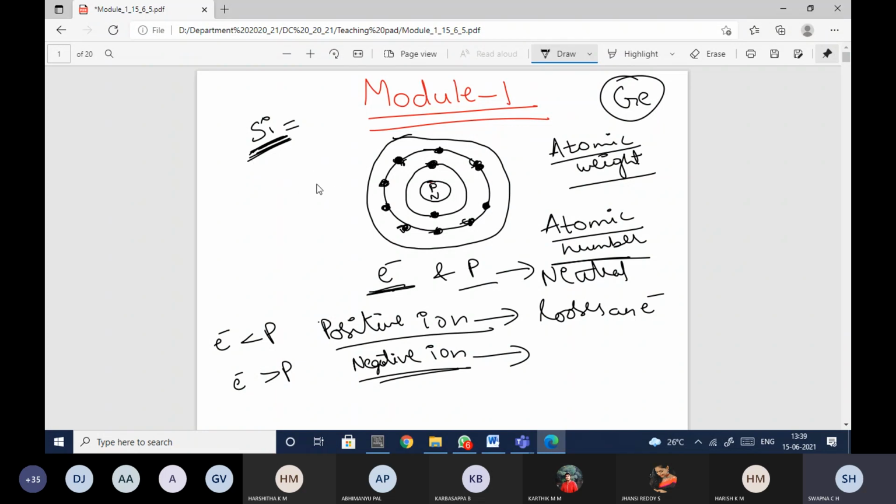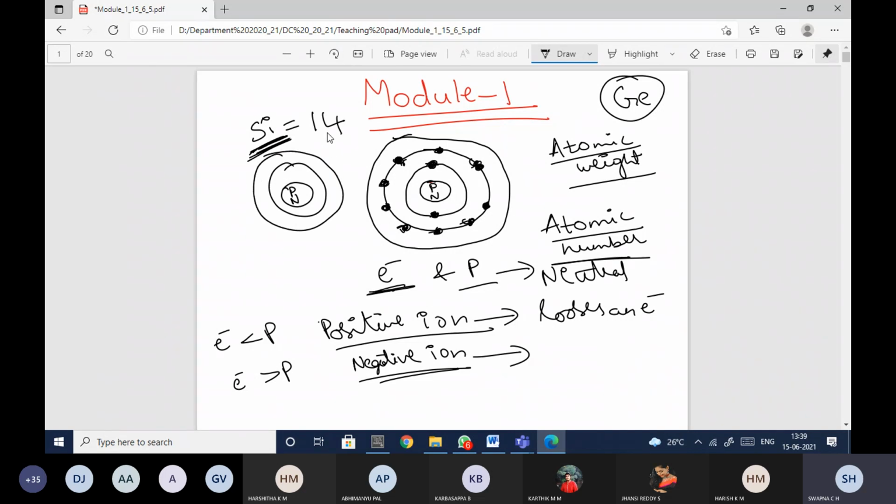Okay, so that is what you need to know. So Si, what is the atomic number of Si? It is 14. So it will have 14 protons and neutrons, and 14 electrons present.